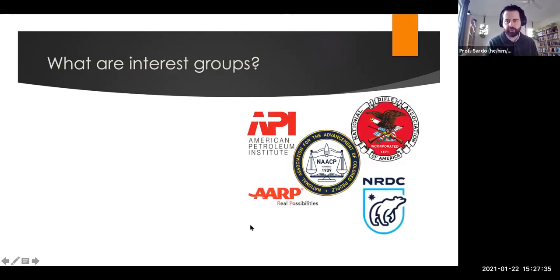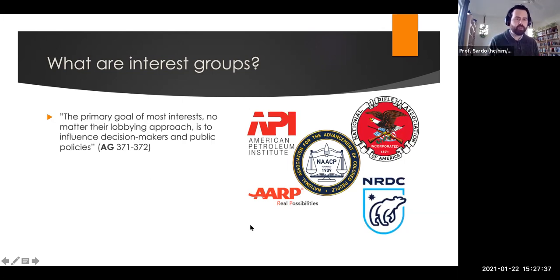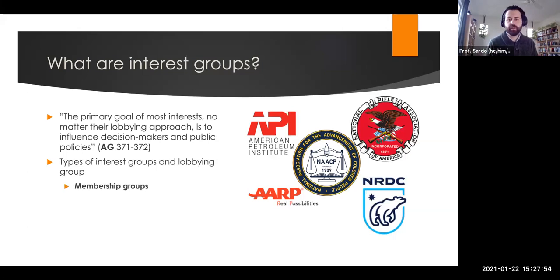So what is an interest group? Well, your textbook defines an interest group as an organization with the goal of influencing decision-making and public policy. We actually have a lot of different types of groups. We have membership groups. These are organizations where individuals join voluntarily, they pay dues or they give donations. They're people who have common issues or concerns and want to be with others who share their views.